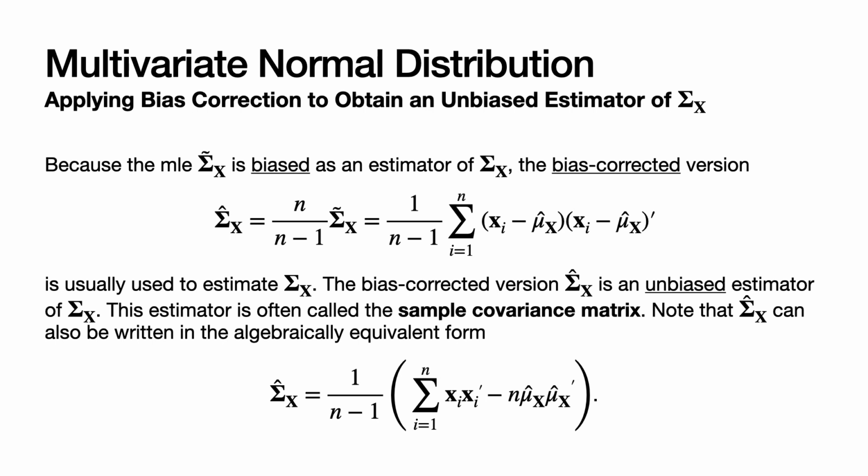Because it's unbiased, the sample covariance matrix is denoted using hat notation, so cap sig hat sub x, and the formula for its calculation is shown here on the bottom of the slide.